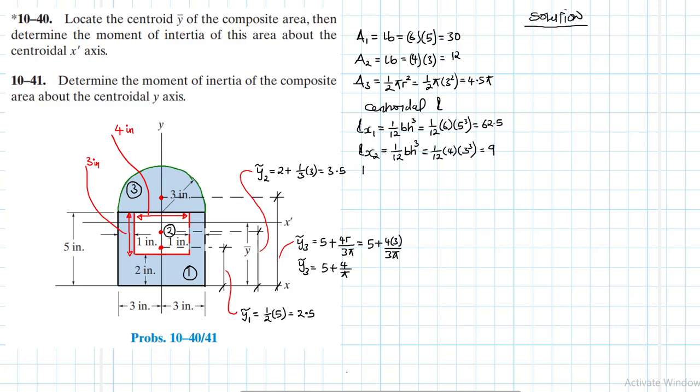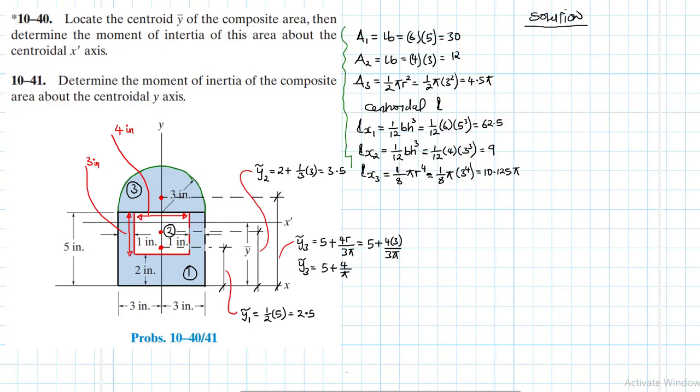And then finally, moment of inertia for shape number 3, centroidal, this is half a circle, so it's 1 over 8 pi r to the power 4. Then this is equal to 1 over 8 pi. Our r is 3 to the power 4. This gives us 3 to the power 4 divided by 8. So we have 10.125 pi.